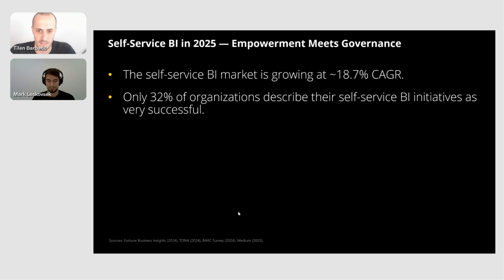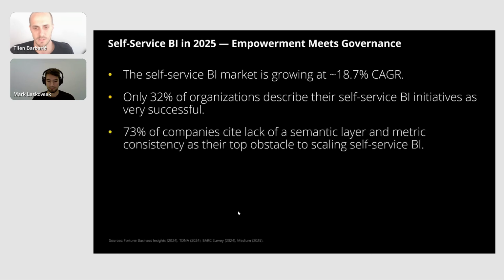The biggest obstacle isn't technology, it's actually governance. According to Barc's survey, 73% of companies, quite a high percentage, cite lack of a semantic layer and metric consistency as the top barrier to scaling self-service BI. In other words, people can build dashboards, but they can't always trust that revenue or margin means the same thing across departments.